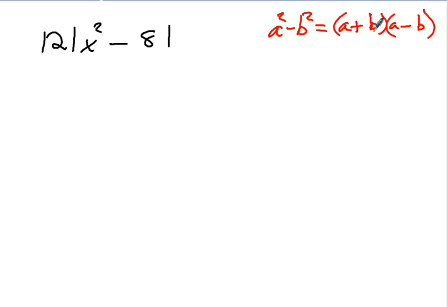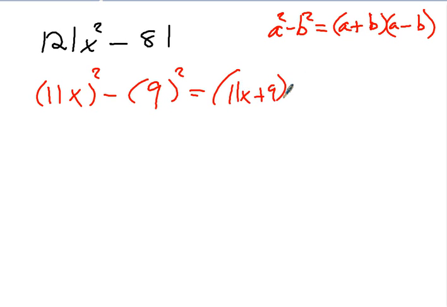Okay? So if I can write this as something squared minus something squared, it's already factored, right? Just by that pattern. Now, what squared is 81? 9. What quantity squared is going to give me this result? The number part is 11, and I need an x in there too, right? Make sense? Yep. Okay, so this would just equal 11x plus 9 times 11x minus 9.